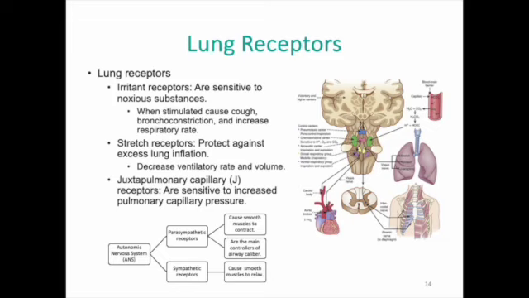Now, the stretch receptors, they are located within the smooth muscles of the airways. And they're sensitive to help to increase the size of volume of the lungs. They will decrease the ventilatory rate and the volume when they're stimulated. This is sometimes caused by what we call a Hering-Breuer expiratory reflex. And this reflex is active in our newborns.